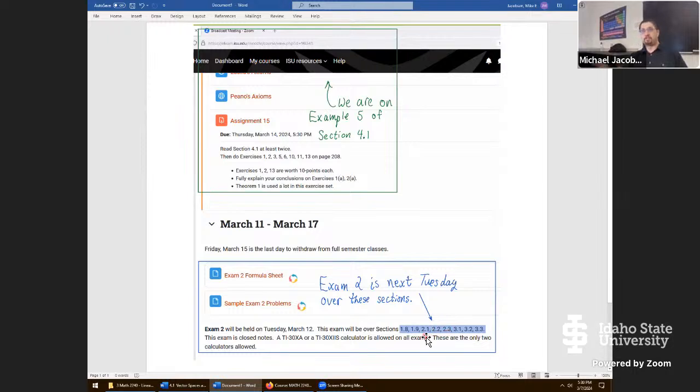2.1, 2.2, 2.3, this is all about matrix operations, matrix multiplications, matrix inverses. And then 3.1, 3.2, 3.3, they go together. So it's exams kind of in thirds in a certain sense. This is all about determinants, more about determinants, and even more about determinants, Cramer's rule, in 3.3.